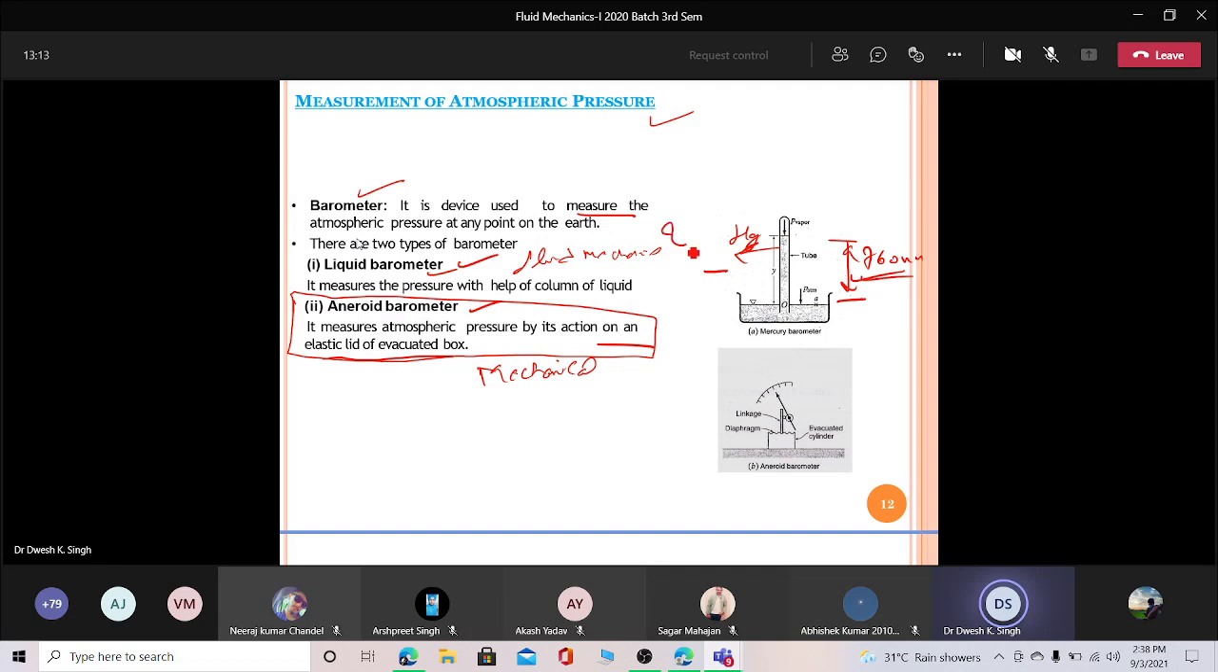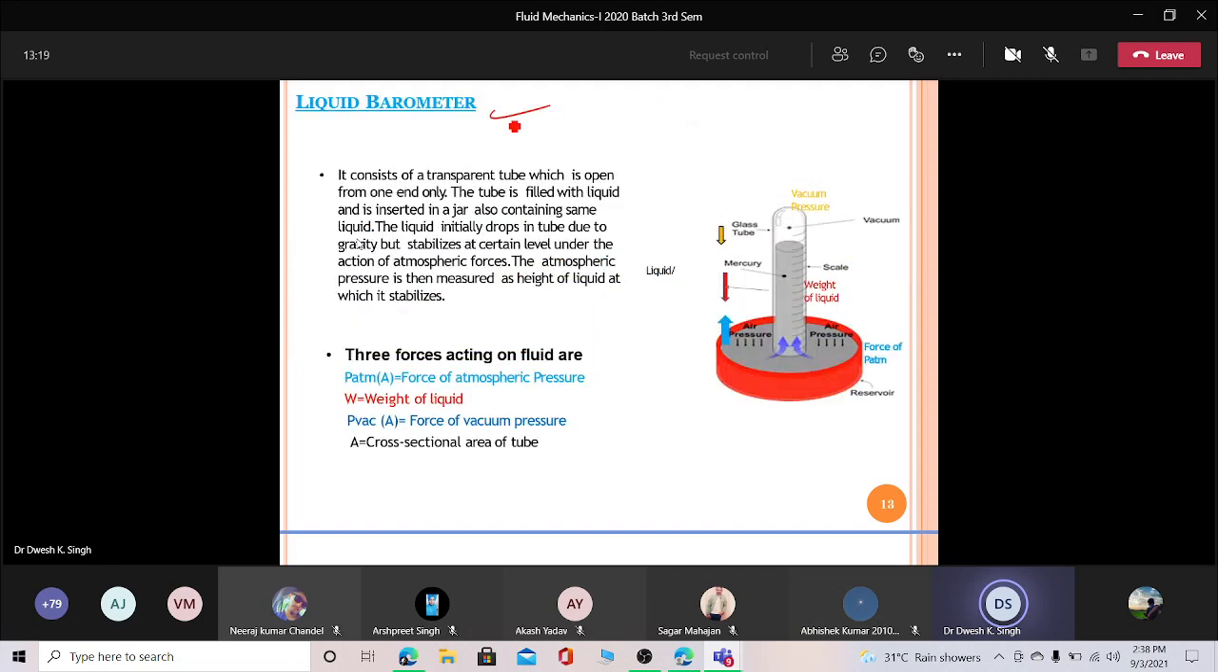So let's discuss this liquid barometer in more detail. It consists of a transparent tube, like this. This is our transparent tube, which is open at one end. Then this tube is filled with liquid and inserted into a jar, like this. Here you can see there is another fluid, air, already present in the atmosphere. That part is filled with air, and this is the jar where we generally consider mercury or water.